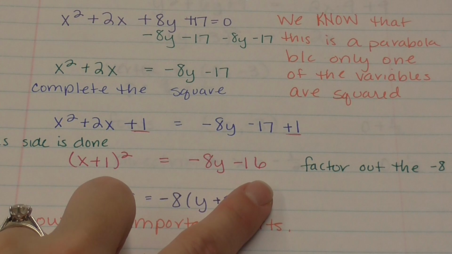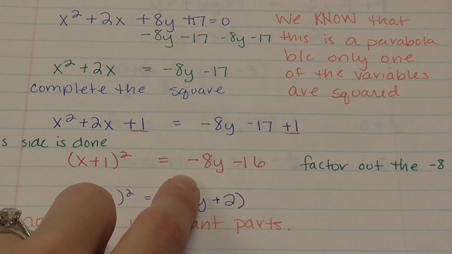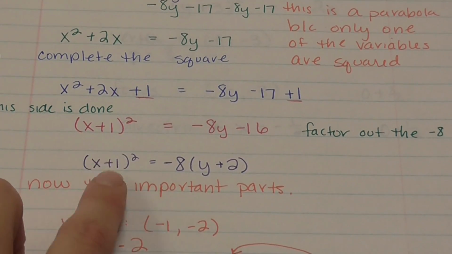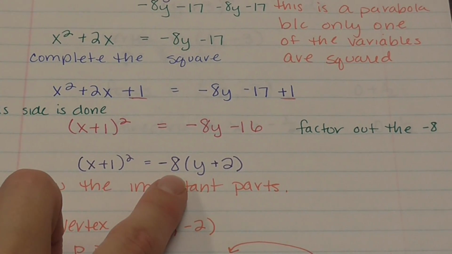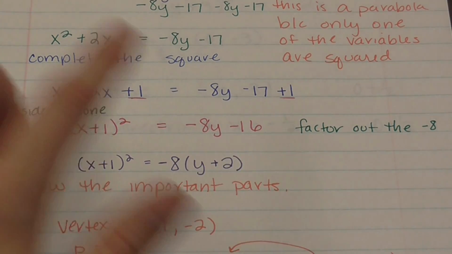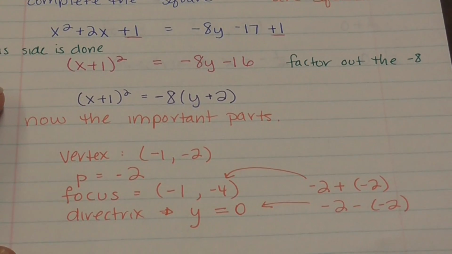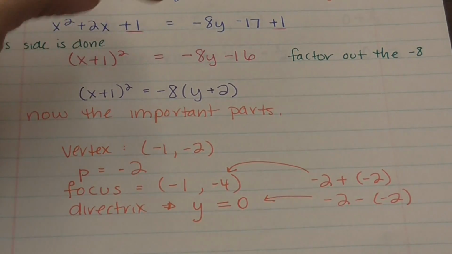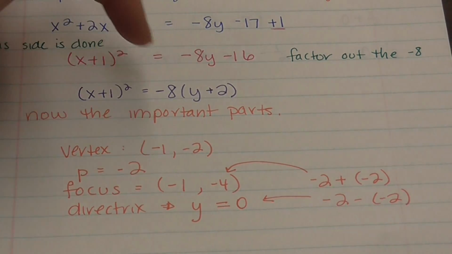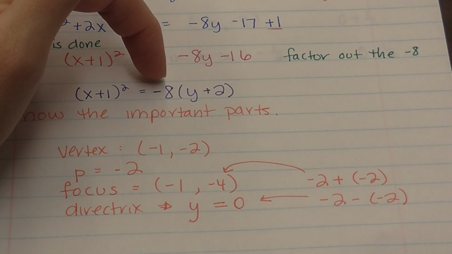On this side I get negative 8y minus 16. Both of these numbers are divisible by negative 8, so I'm going to factor it out. And I get (x plus 1) squared equals negative 8 times (y plus 2). So now we have the important parts to look for. I have my vertex at negative 1, negative 2. I know my p is negative 2 because negative 8 divided by 4.